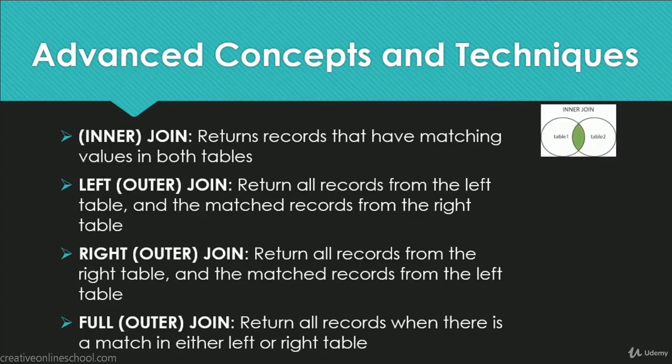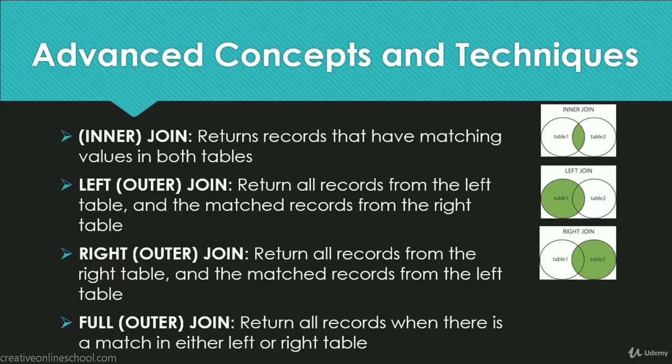If you look at this picture, you can see that of the two tables, only the inner portion where they overlap is returned. A left outer join returns all records from the left table and the matched records from the right table. So if you look at this image, you can see that it will return the entire left table, but only the portion of the right table that matches the criteria. A right outer join returns all records from the right table and only the matched records from the left. As you can see here, it loads the whole right table but only the matching records from the left.